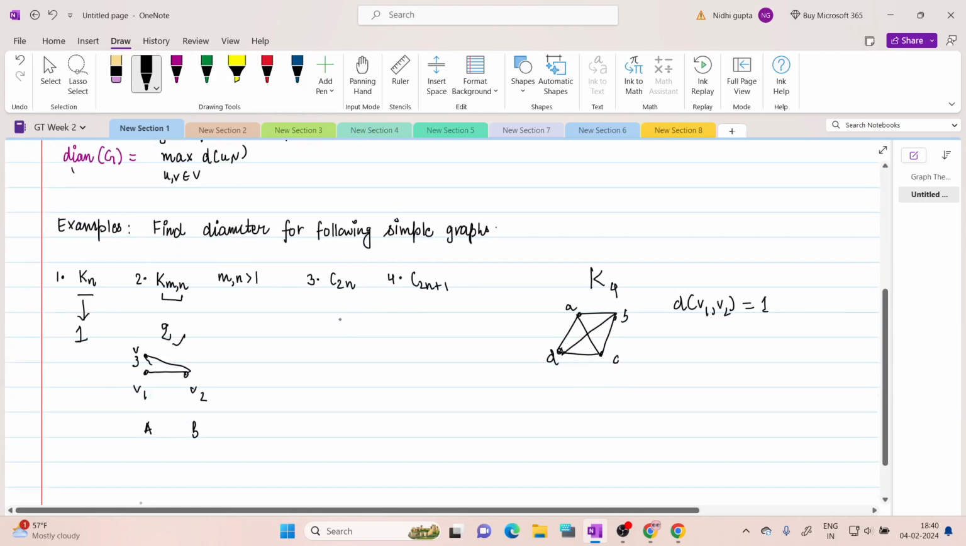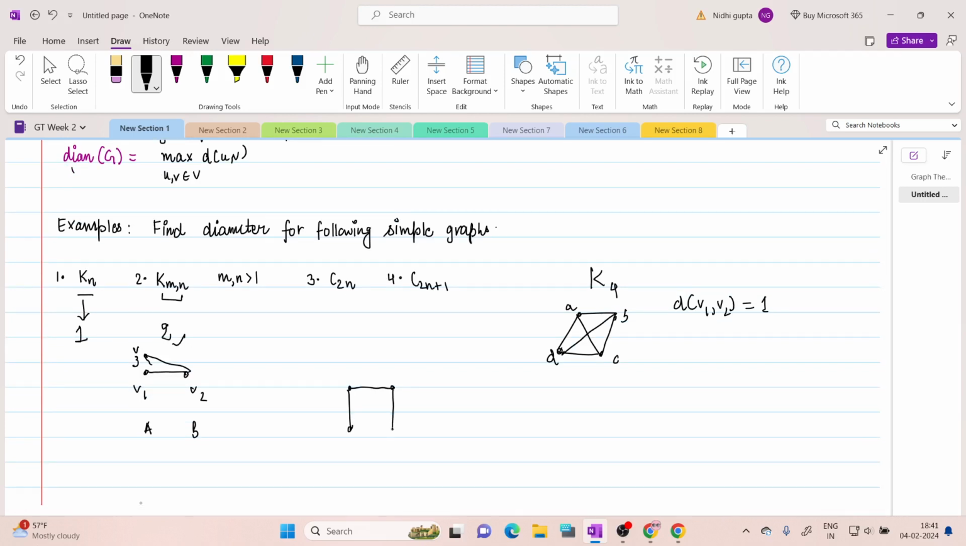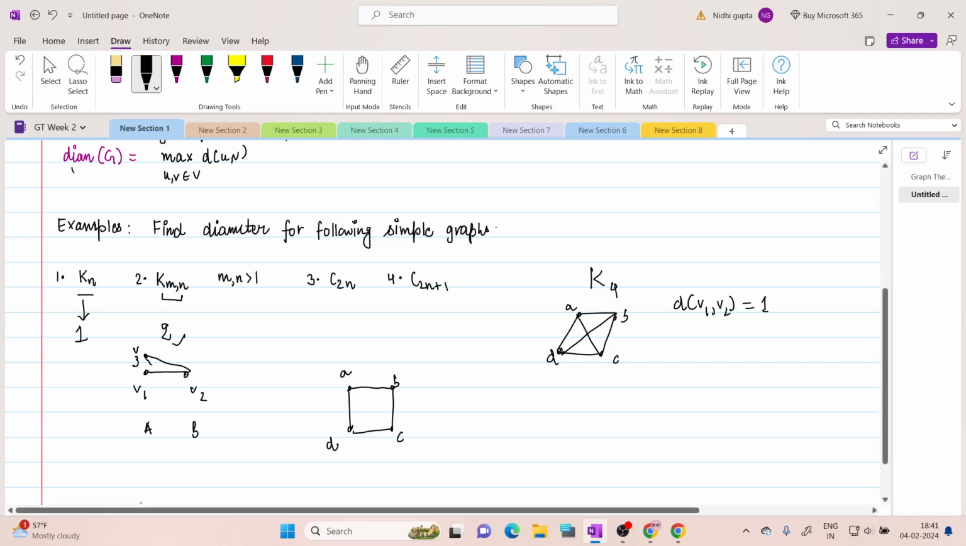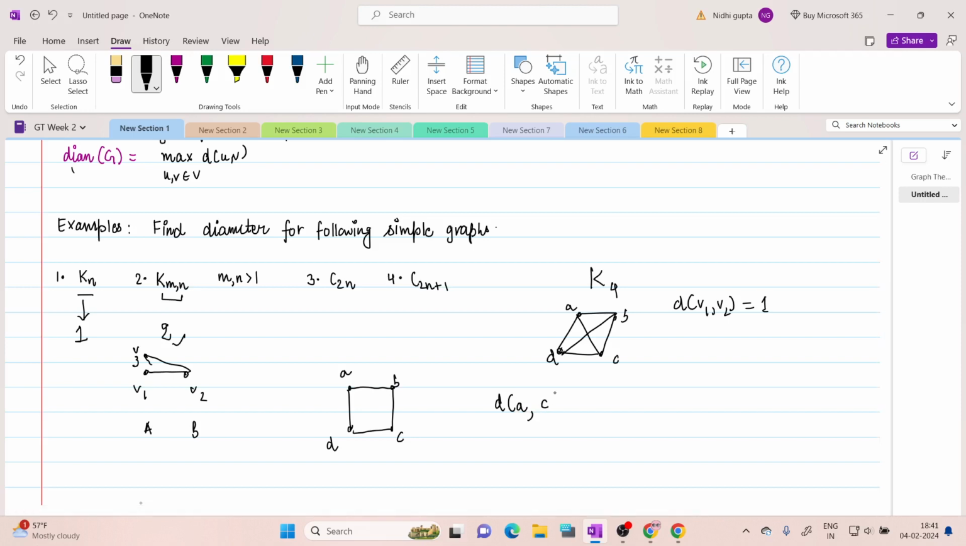Now third is C2n. Suppose I have C4 first, with A, B, C, D. What is the length of the shortest path between A and C? It is 2. So we can see it is either 1 or 2, therefore the diameter of C4 is 2.